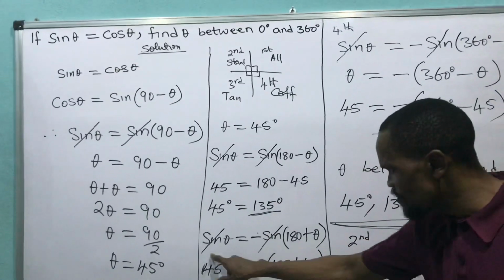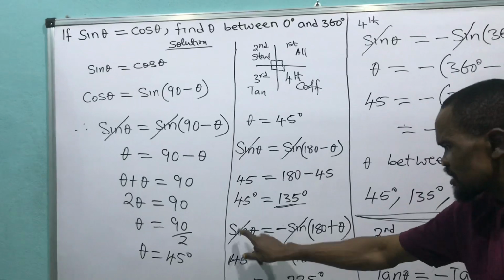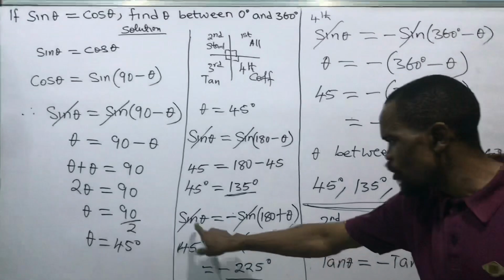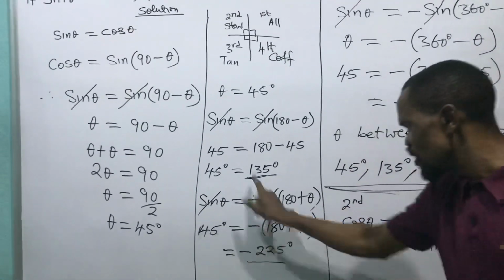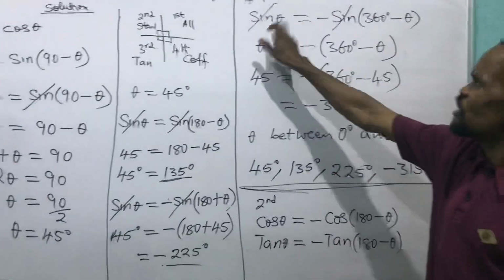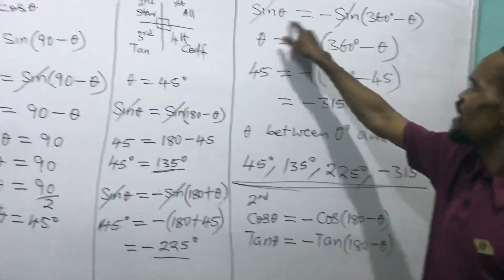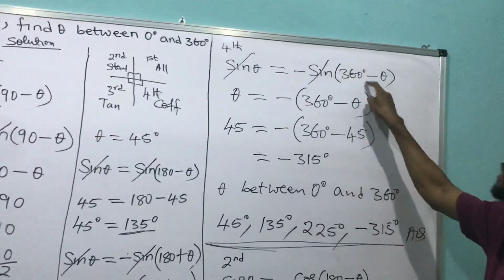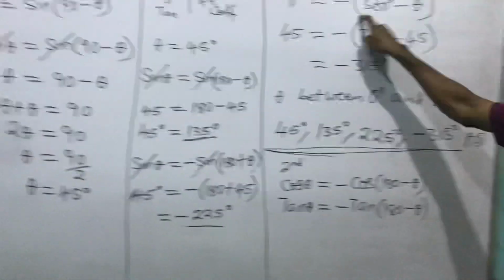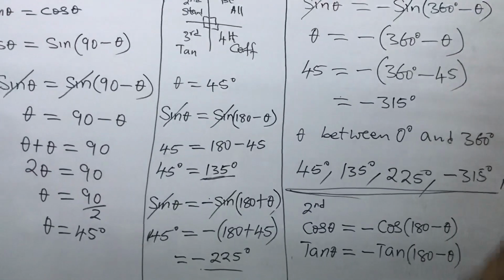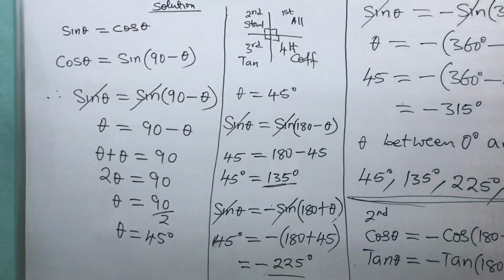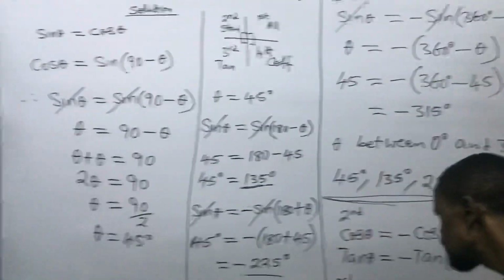Then coming to the third quadrant, my third quadrant says sine theta is equal to minus sine of 180 plus theta. Therefore, 45 in my first quadrant will give me minus into 180 plus 45 in the third quadrant. The same thing occurs in the fourth quadrant, which says sine theta is equal to minus sine of 360 minus theta. Therefore, my first quadrant 45 will give me minus into 360 minus 45. Then I put 45 and get this. Then I'm giving you others.